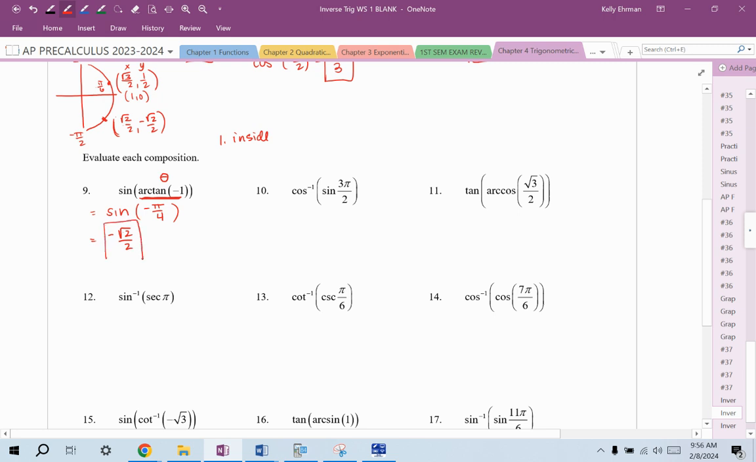Or speed quiz style, I would say, well, the sine of π/4 is radical 2/2, and because this is negative, I'm in quadrant 4, so I make my answer negative.